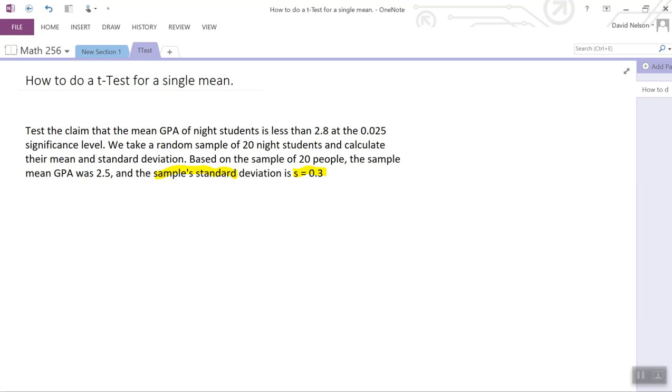We're going to test the claim that the mean GPA of night students is less than 2.8 at the 0.025 significance level. We take a random sample of 20 night students and calculate their mean and standard deviation. Based on the sample of 20 people, the sample mean was 2.5 and the sample standard deviation was 0.3. So I'm going to do a t-test, but again, the first step is we want to state our hypotheses.